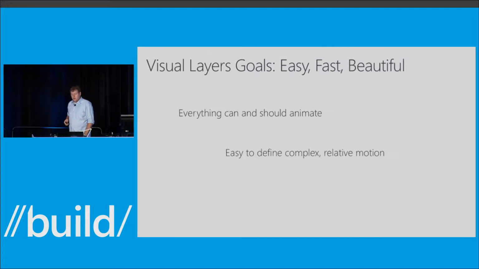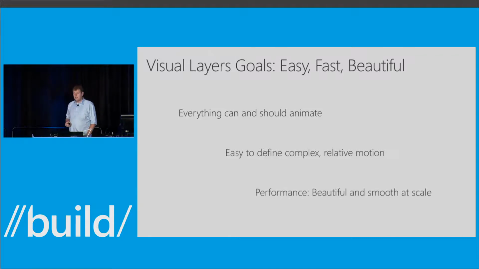Another thing is we wanted to make sure it was easy to find complex relative motion. And this really means two things. The first is that it should be easy to precisely define the look and feel of the motion that you want. But it goes beyond that. We want to allow you to define animations that go beyond just time and allow you to use the inputs from other properties and objects to be able to define the motion on others.